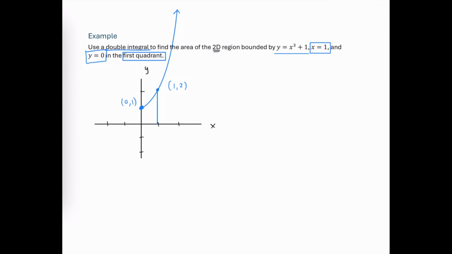y is equal to 0 is another one of the boundaries, and of course again it said the first quadrant, so x is equal to 0 is also going to be a boundary. And so this is the region whose area we're after. And let's go ahead and call it D.